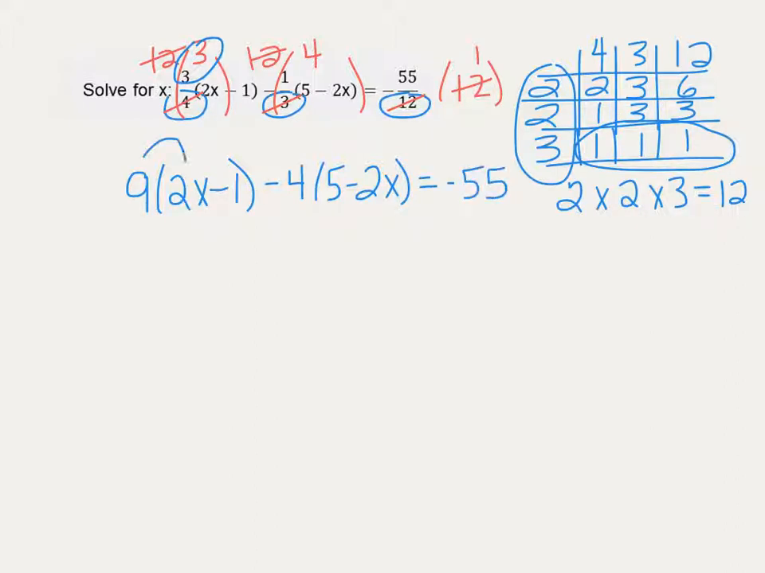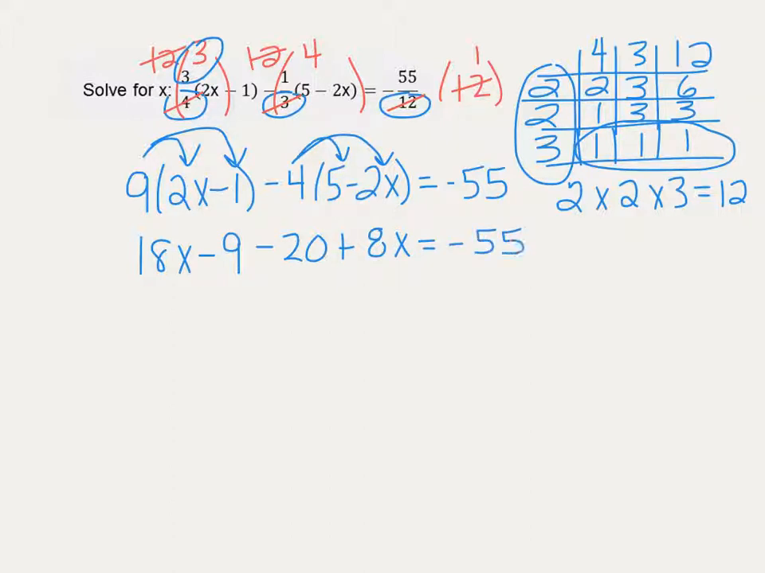So now we're ready to simplify. We take our 9 and multiply by the 2x and then the minus 1, so we'd have 18x minus 9. Negative 4 times 5 is negative 20. Negative 4 times negative 2x is plus 8x, equal to negative 55. If we put together our like terms, 18x and 8x give us 26x. Minus 9 minus 20 is minus 29, which is equal to negative 55.